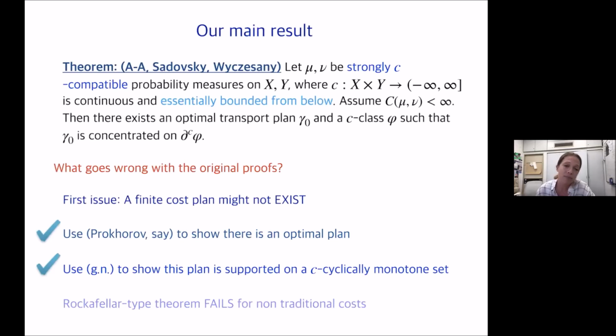But the main point is the fourth step, which was to say that if a plan is supported on a C-cyclically monotone set, then it has to have a potential, this Rockafellar type theorem. It just fails. When you have a non-traditional cost with infinite value, you can find a counterexample, which I will show in the next slide, where there is no potential. Okay, so this will be our starting point.